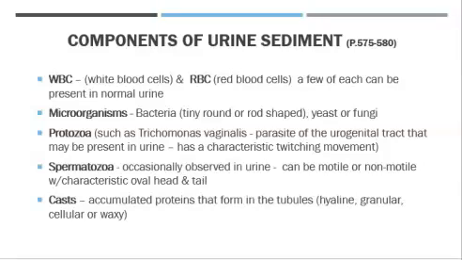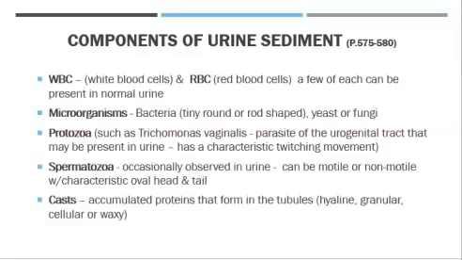Next up, you might see microorganisms in your urine specimen under the scope. These would be things like bacteria, yeast, or fungi. Next is protozoa. You can see different protozoa like Trichomonas vaginalis in urinary samples under the scope. Trichomonas vaginalis is a parasite of the urogenital tract, and it has a characteristic twitching movement.